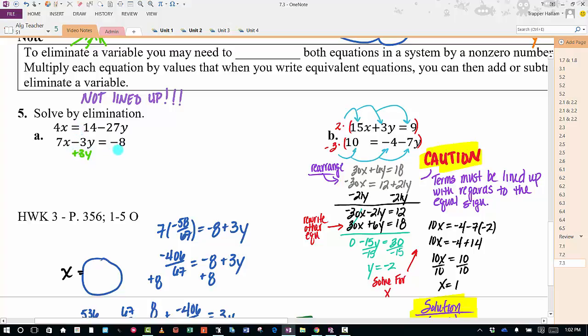So I'm going to add 3y to both sides. Now I need to make sure that this y is in the same spot on the same side. So on the right side I've got a number and then a negative y. So I'm going to keep this negative 8 in front, and I'm going to put this positive 3y at the back. I'm going to rewrite the whole thing. So I get 7x equals, because these turn to 0, right, equals negative 8 plus 3y.